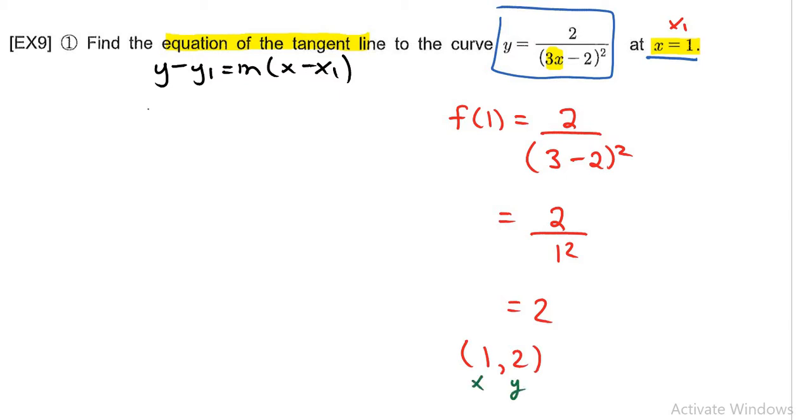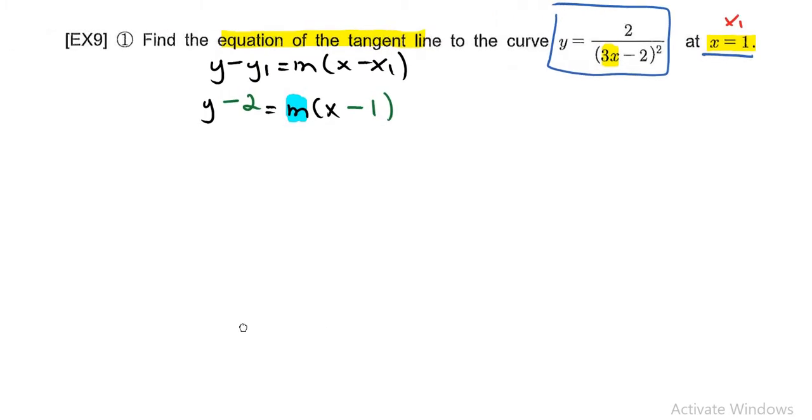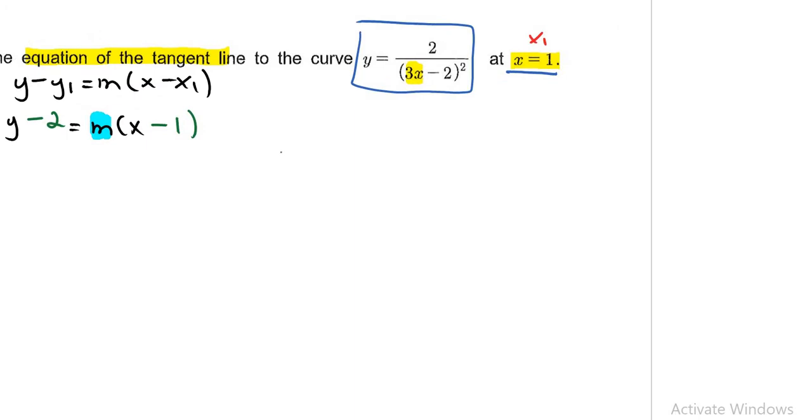And now let's go ahead and update my tangent line equation here by plugging in the values of y and x. Okay, so that takes care of that. Now we need to find the slope, which is the m value. In order to find this m value, we have to take the derivative. If I take a look at this problem, I need to take the derivative by using the quotient rule.